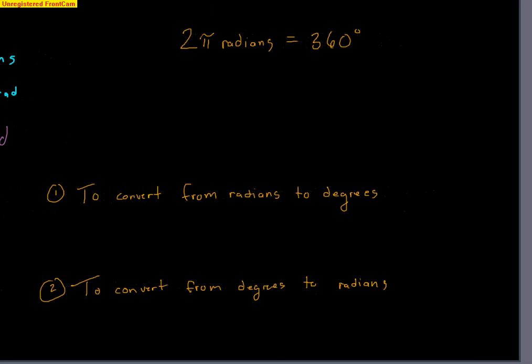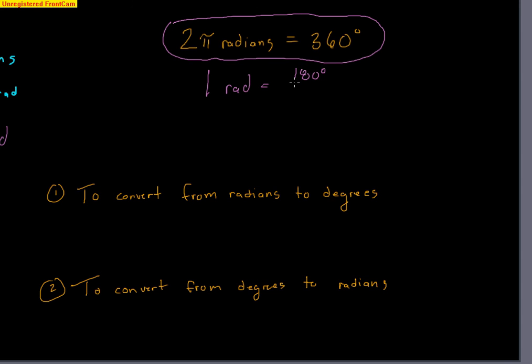Now, the key question a lot of kids want to know is how to convert between radians and degrees. And all you have to remember is this simple idea: 2 pi radians is 360 degrees. Now, if I divide both sides by 2 pi, I get that 1 radian equals 180 degrees over pi. 2 pi divided by 2 pi is 1 radian. 360 divided by 2 pi, well, the 360 and the 2 reduce to 180 over pi.